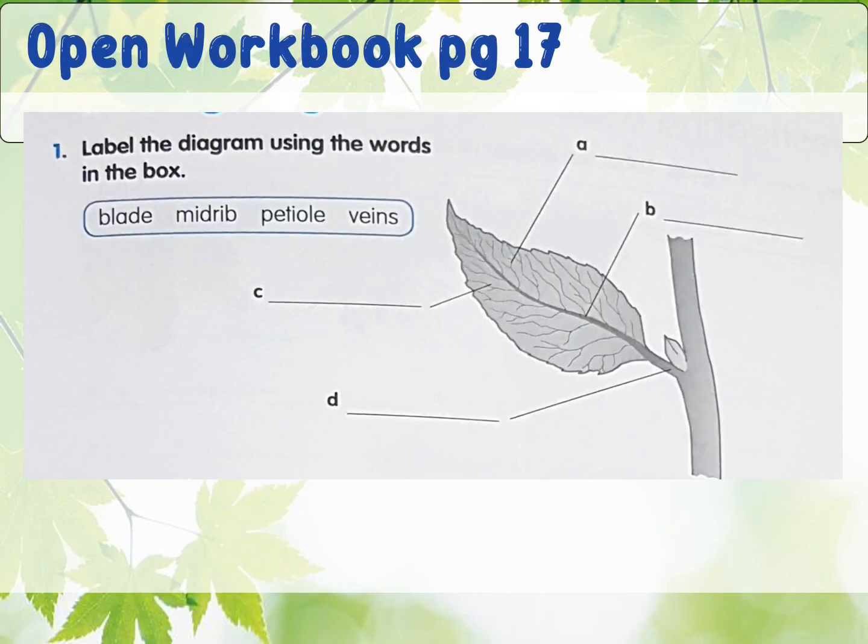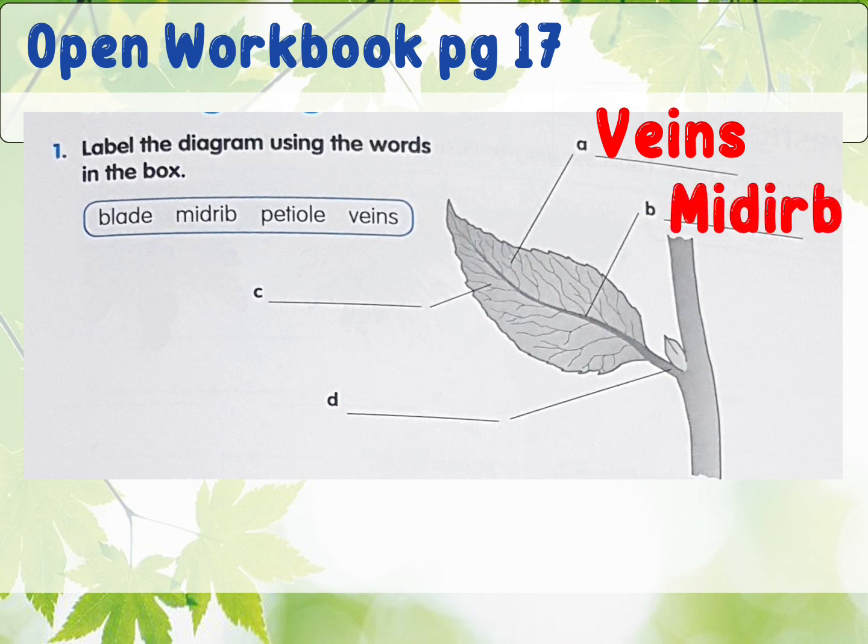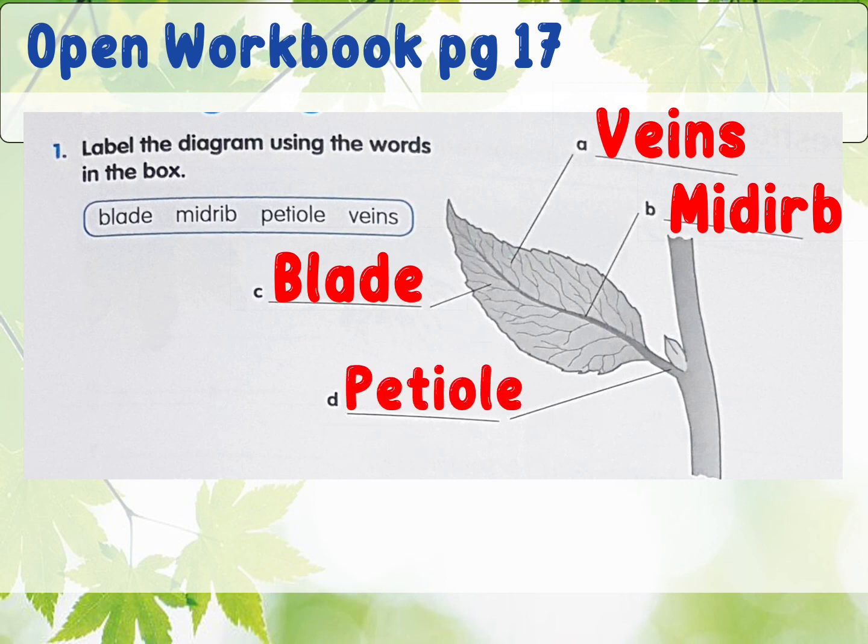Now I want you to open your workbook, page 17, and label the diagram with the words in the box. The 4 words are given in the box. You need to label them on the leaf. So what is A? You have all those branches there. Yes, it is veins. B, the middle vein, we call it what? Midrib. Okay, what about C? The flat part of the leaf, it's blade. And the part which is attached to the stem is called petiole.